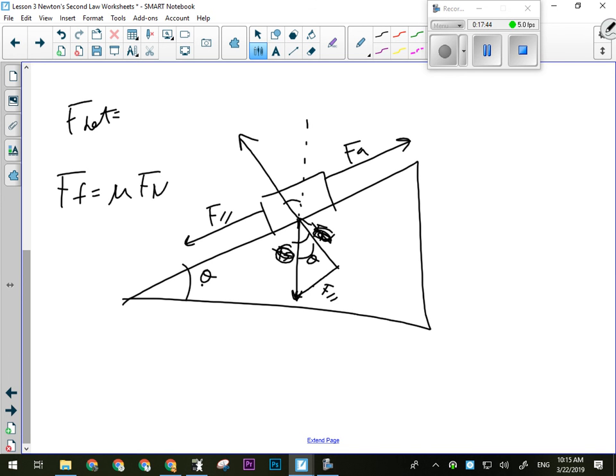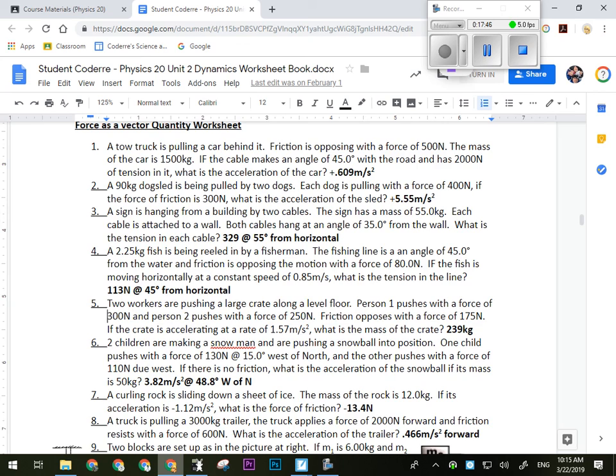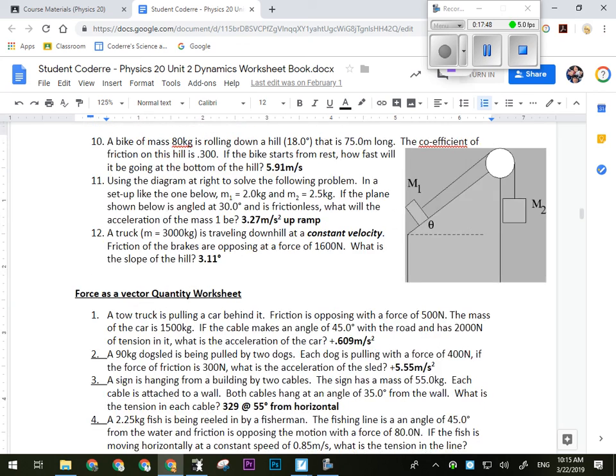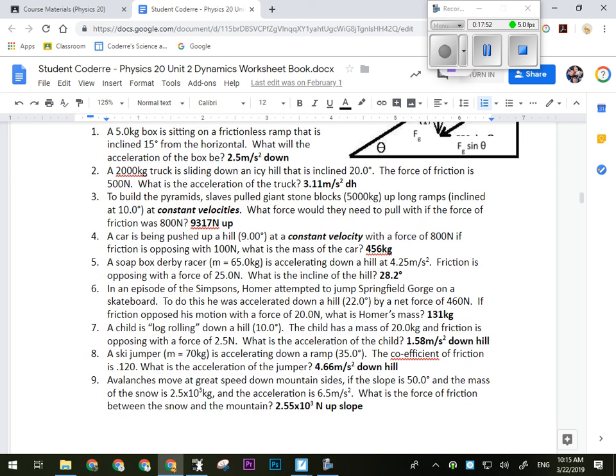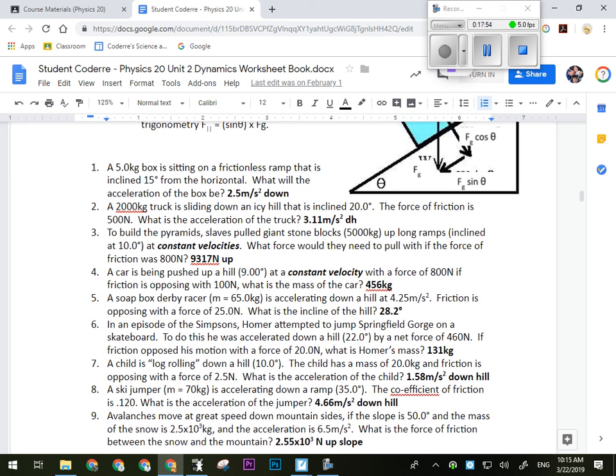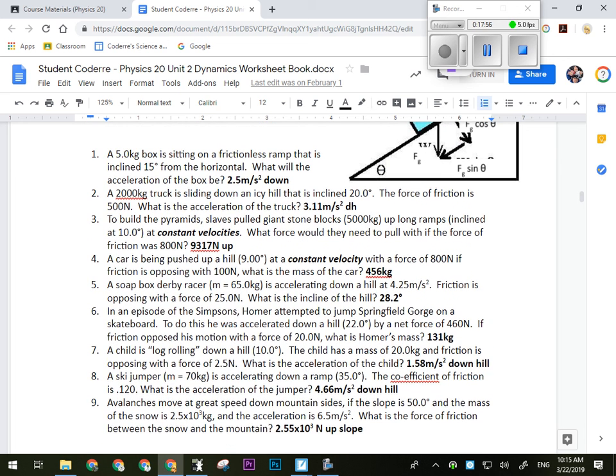Okay, so I'm going to put the inclined plane questions up here. We just did question number 1, so I want you guys to try, let's say, 2, 3, and 4, and see how we do on those.